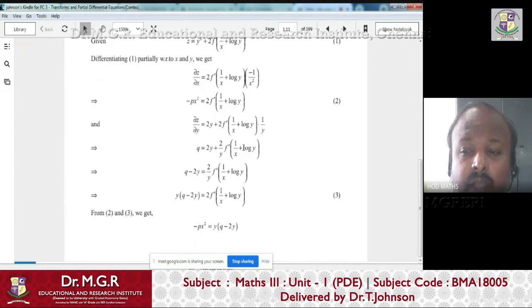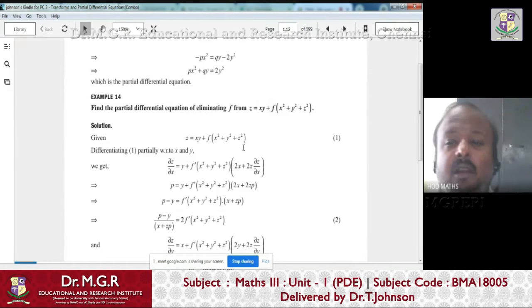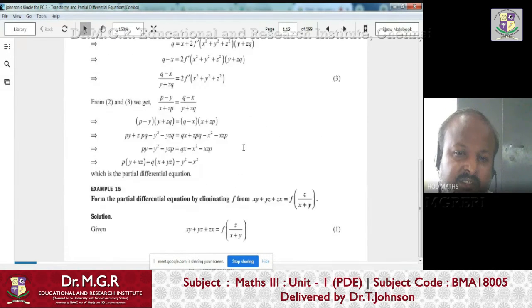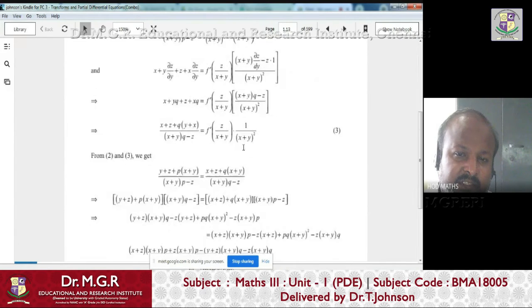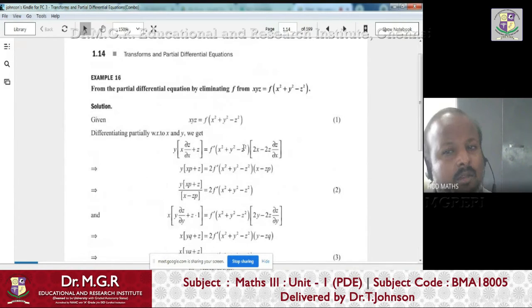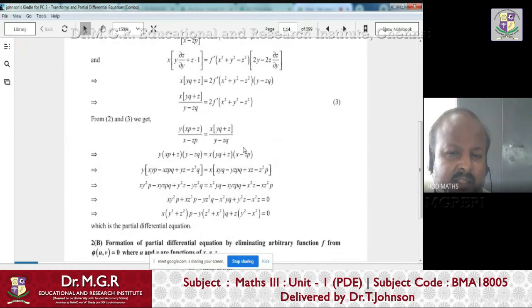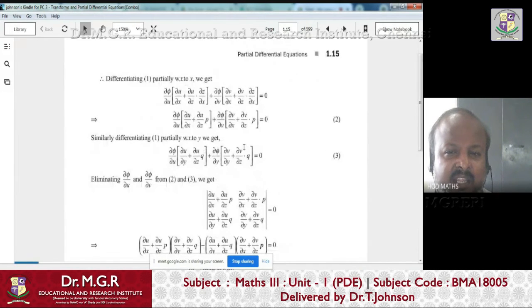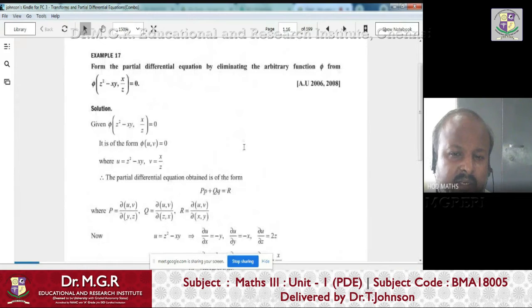Right? So now we will see the same thing for more than one arbitrary function. There are some typical methods, right? You can see so many problems are there. This is another way of solving the problem, right? Okay.